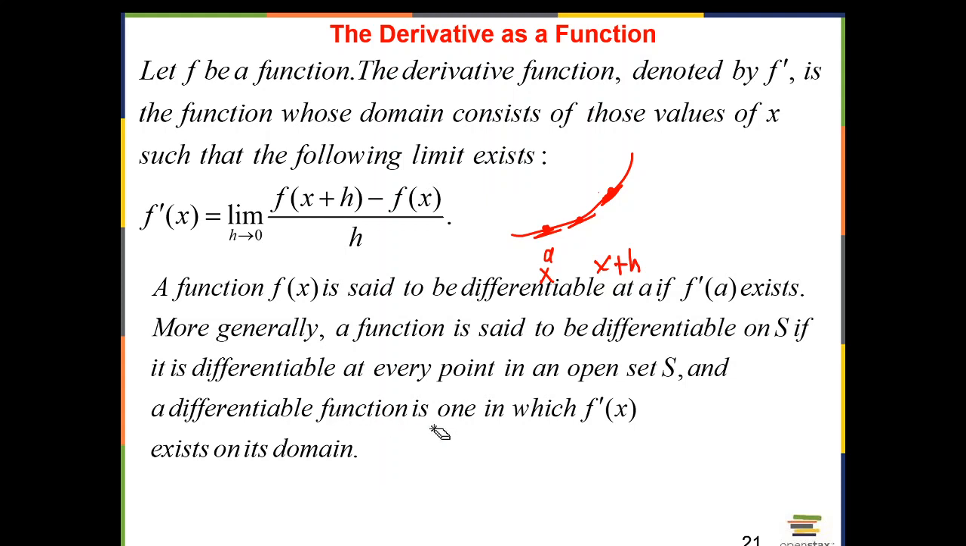And a differentiable function is one in which f prime of x exists on its domain. So that means this limit exists in the domain, the whole domain of the function. If that's the case, we call the function differentiable. So when we say a function is differentiable at a point, it means this limit exists at that point. If we say that a function is differentiable, then that means that function is differentiable at every given point in the domain. All right.